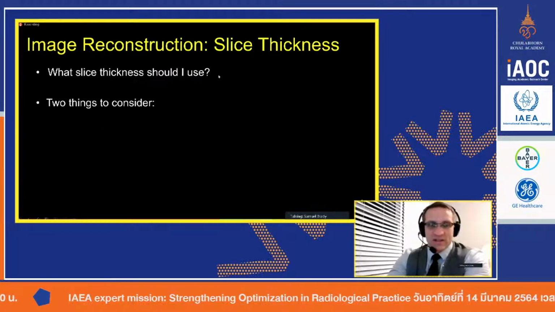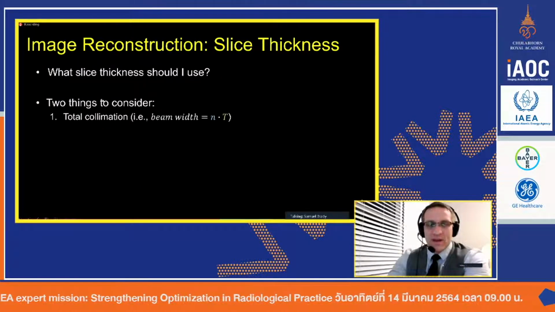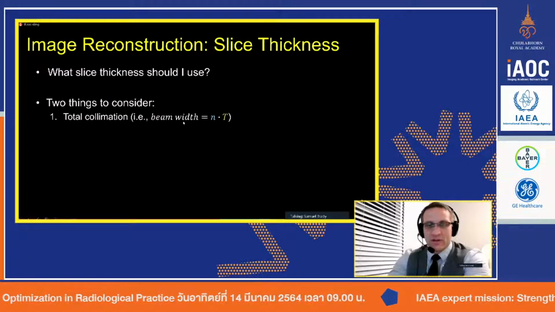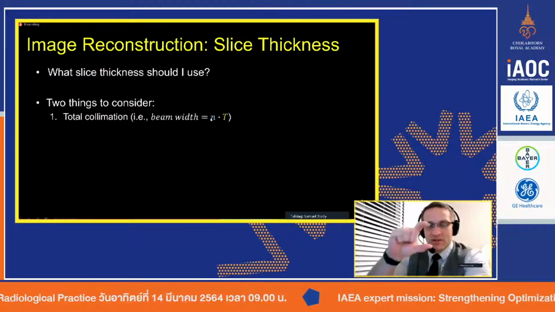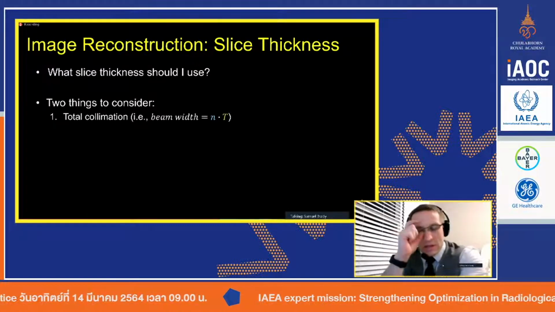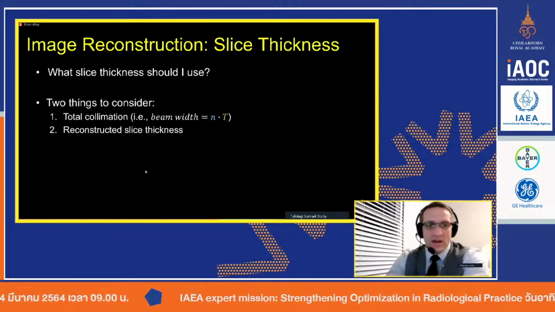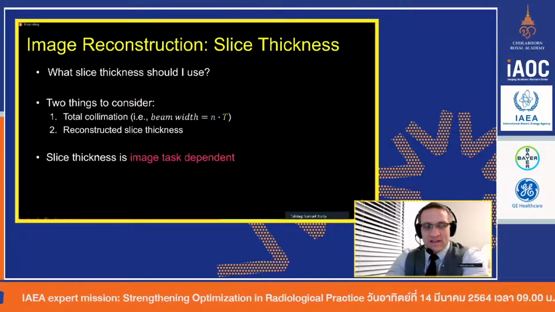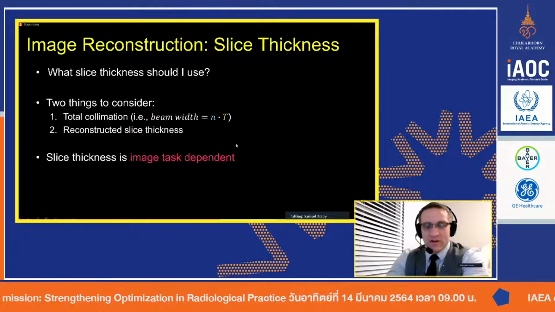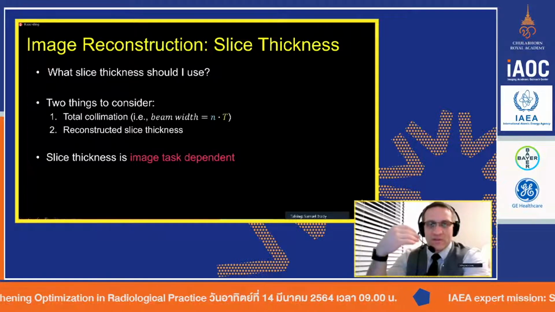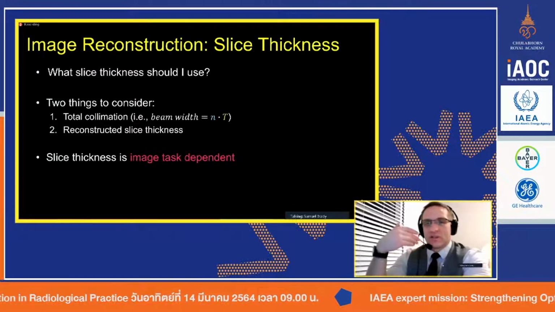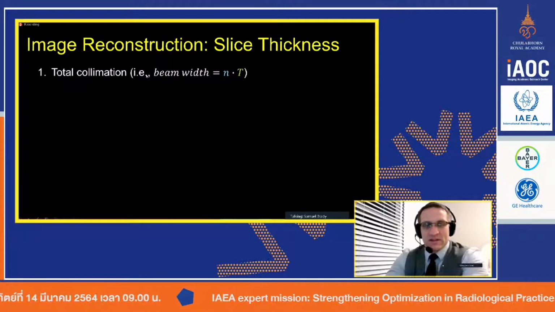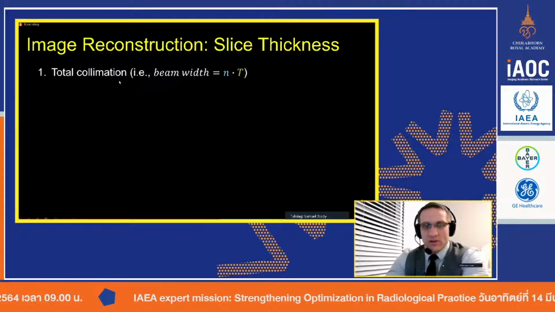So what slice thickness should I use? Well, two things to consider. The first thing to consider, what I just described, is the total collimation, which is the beam width, the total number of detector elements that you're going to add up to use from your raw data. And then obviously the reconstructed slice thickness, which we've been talking about. So slice thickness is image task dependent. And we're going to go through a variety of different examples of why we would reconstruct thin slices versus thick slices. So the first thing we need to do to consider optimizing is total collimation.